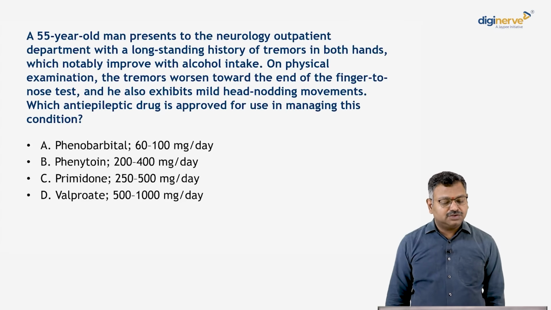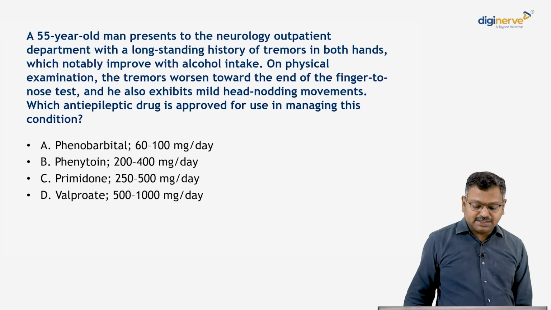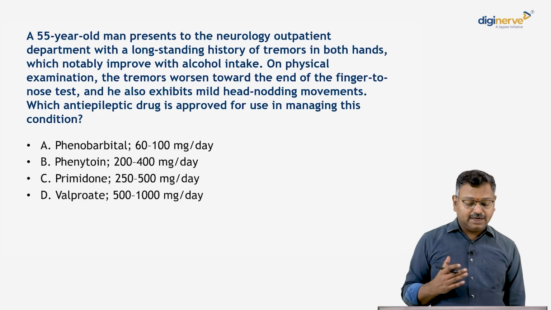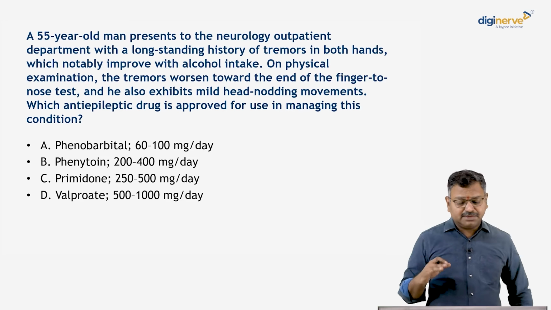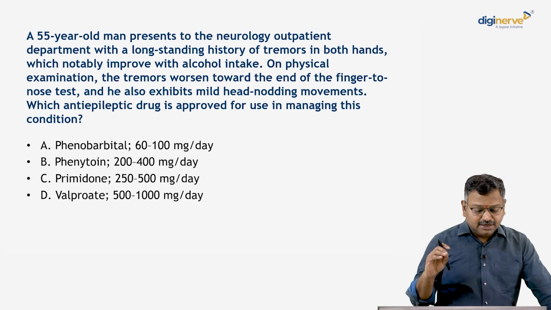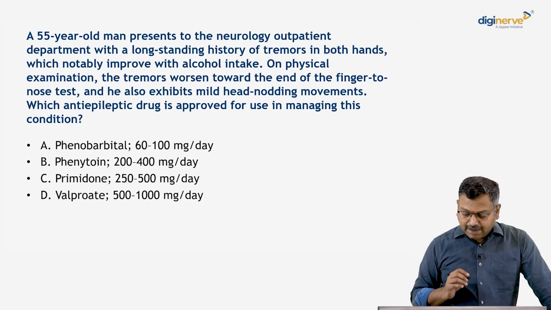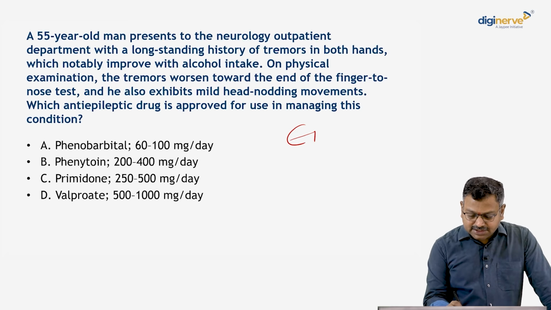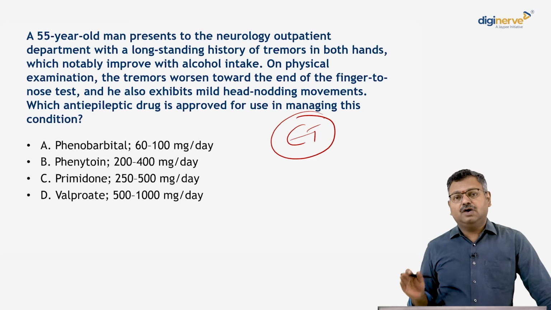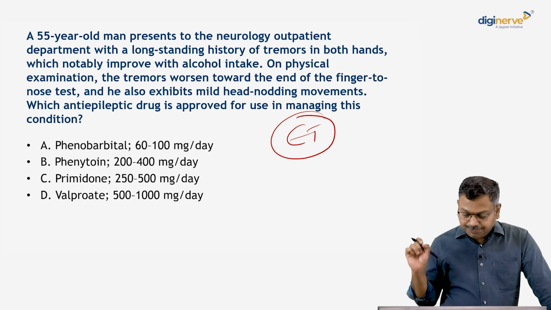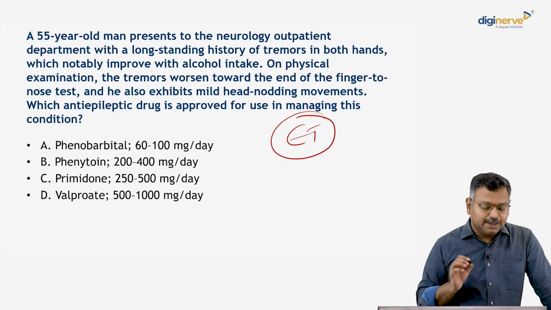A 55-year-old presents to the neurology department with a long-standing history of tremors in both hands, which notably improve on alcohol intake. The tremors worsen toward the end of the finger nose test. He also exhibits mild head nodding. Which anti-epileptic drug is approved for that? Now please remember, the diagnosis is essential tremor. Alcohol improving tremors is essential tremor. Family history is present. The drug of choice for this is primidone.